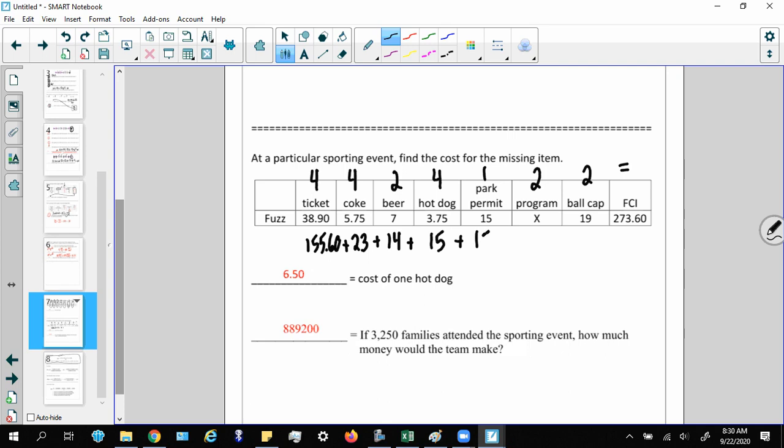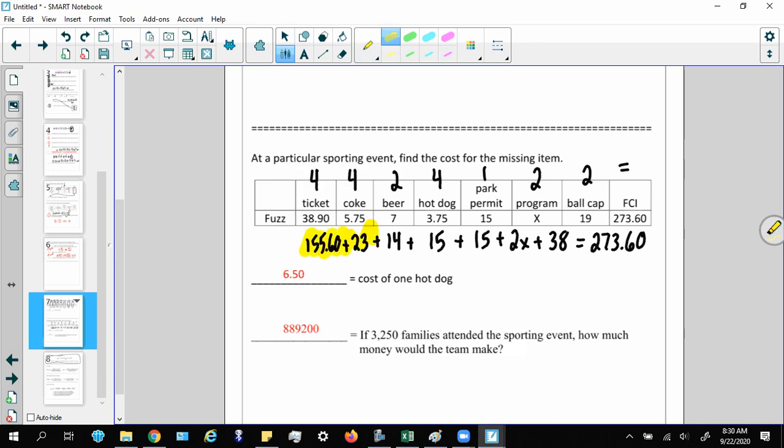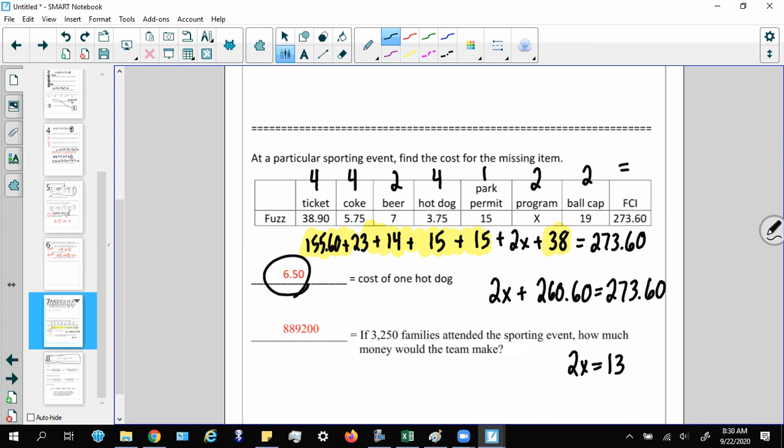15 plus 15. Now notice 2 times x gives me 2x. 2 times 19 gives me 38. Gives me 273.60. So I'm going to simply combine like terms. Remember, anything that does not have an x on it gets added up. So it's going to be 2x plus 155.6 plus 23 plus 14 plus 15 plus 15 plus 38, which gives me 260.60, equals 273.60. I'm going to subtract the 260.60 from 273.60. I get 2x is equal to 13, which means x is equal to $6.50.